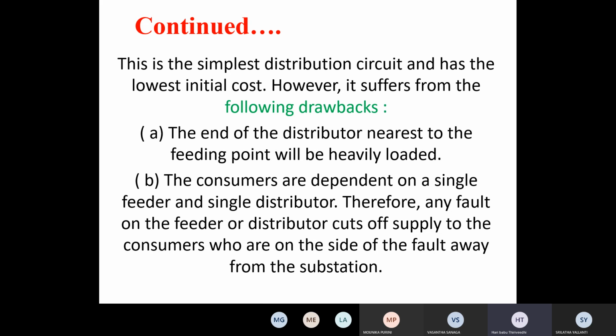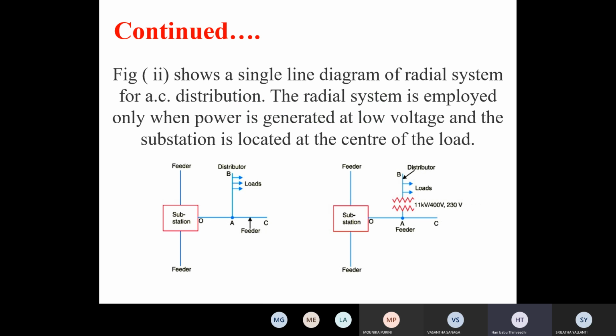So look at the figure. At the end of the distributor, suppose at point B, so many members are added in their own way. They don't ask the distribution company. Some of the members may also commit theft at that time. So at the load end, the load will vary. So at the end of the distributor, it is heavily loaded sometimes. Whenever it is heavily loaded, load variations will come.